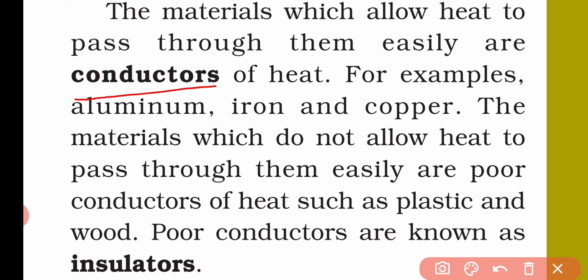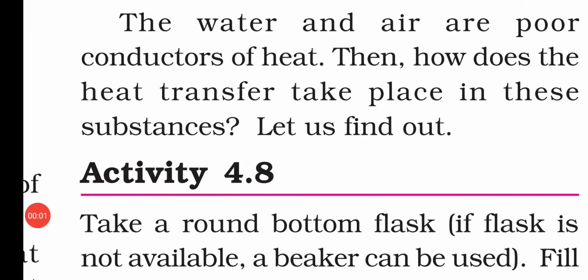But the materials that do not allow heat to pass through them easily are poor conductors of heat, and these poor conductors of heat are also known as insulators. Plastic, paper, and wood, which are used for making the handles of utensils, are insulators, and just because they are made of insulators, we are able to hold them easily and they do not harm us. Since metals are good conductors of heat, they are able to transfer heat from one part to another.